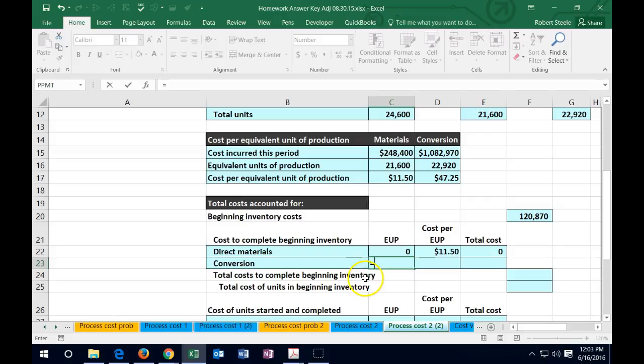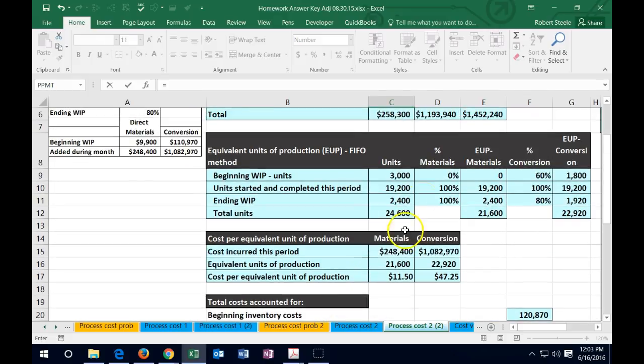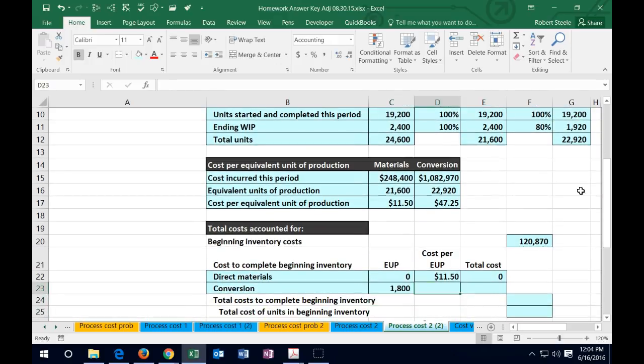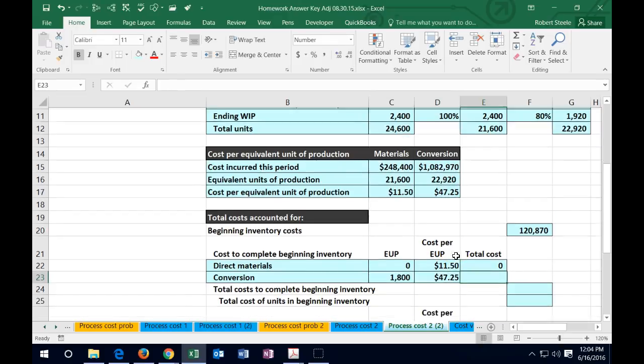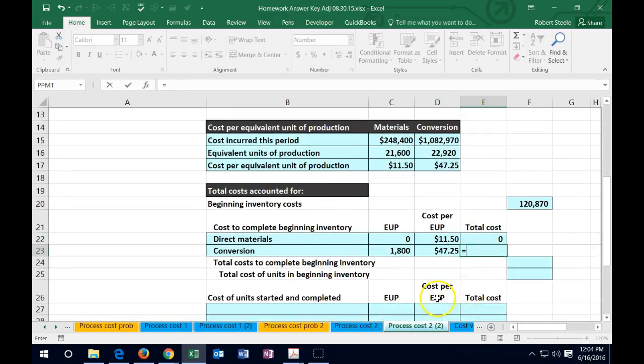When we talk about the conversion for the beginning inventory, we're going to go back to this table. I'm going to say this equals the equivalent unit table for the conversion, in this case the beginning for the conversion, and that's going to be this 1008. Then we're going to get the cost per equivalent unit from our cost per equivalent unit table, which is of course 4725. If we multiply that out, we have 1008 times the 4725. That gives us the 85,050.